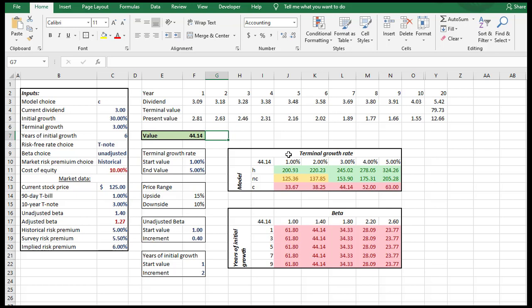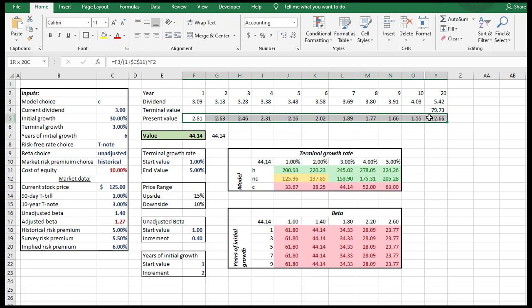So if this is a constant growth model, I know the value is equal to the dividend in year one divided by K minus G. So K minus G. That works out to 44.14. I feel like I have that right. That's telling me that these numbers are adding up correctly.